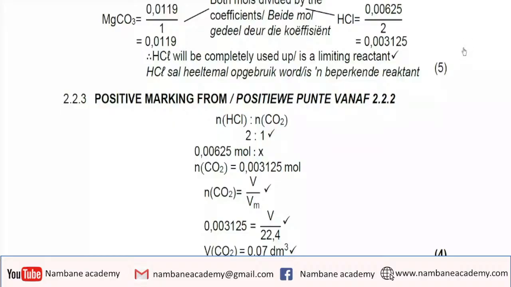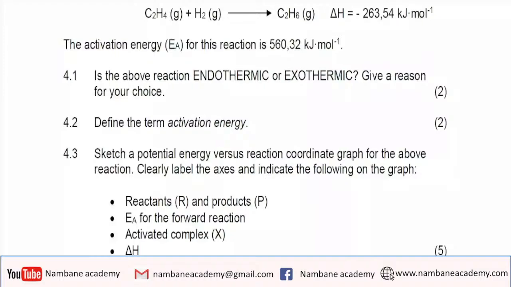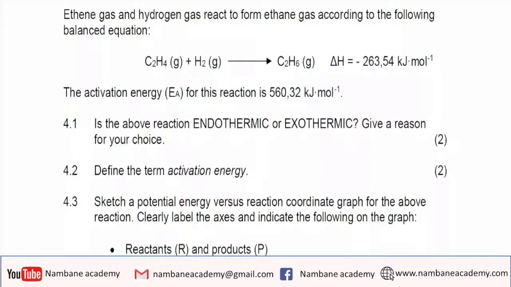All right, thank you. Question number 4 says ethene gas and hydrogen gas react to form ethane gas according to the following balanced equation, and the equation is given with the delta H value at the end. The activation energy for the reaction is 560.32 kilojoules per mole. 4.1 then asks, is the above reaction endothermic or exothermic, and provide a reason for your answer.